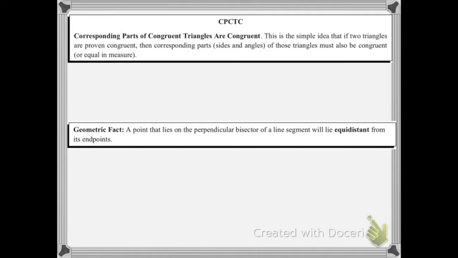The new thing we're talking about is corresponding parts of congruent triangles are congruent. This should make sense to you because if I have two triangles, and I've already proven that they're congruent, say by side angle side.